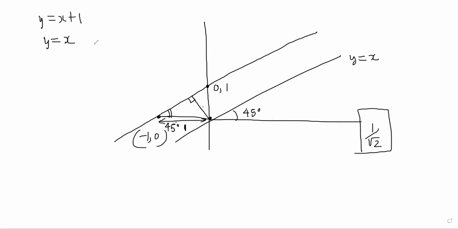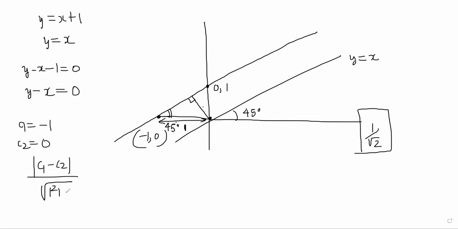Now we will do it by the other method. Now we'll check the formula. We already know it will be 1 by root 2. You have C1 is equal to minus 1, C2 is equal to 0, and A and B are 1 and minus 1. You get mod C1 minus C2 by root over 1 square plus 1 square, so it will be 1 by root 2. So we have confirmed it from two different methods. Geometrically it makes sense, and the formula is also correct.